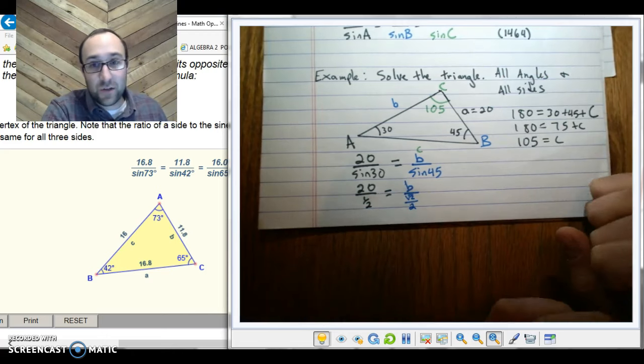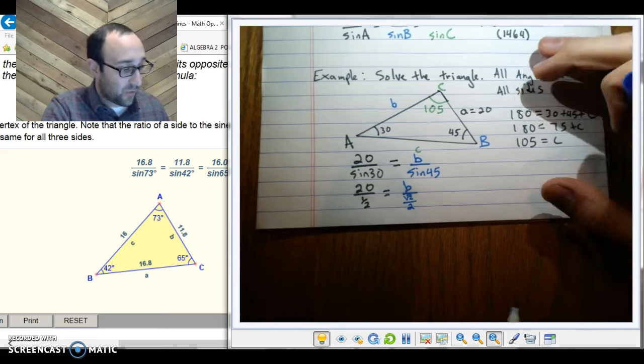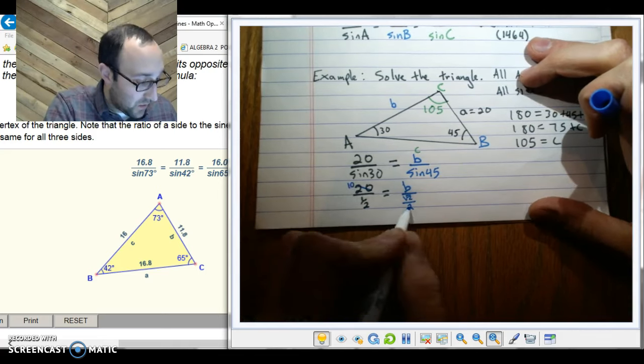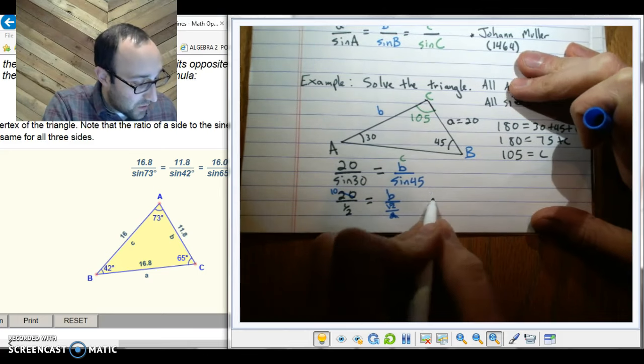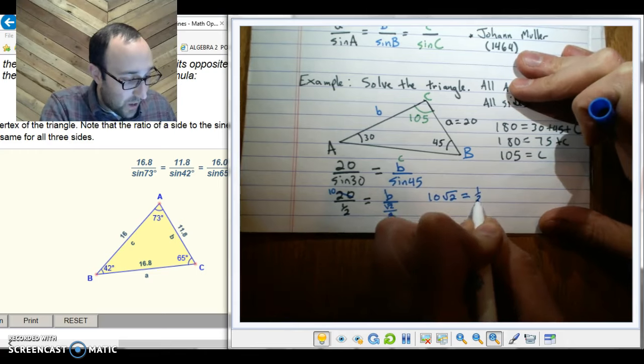All right, now we're just going to cross multiply and solve. So 20 times square root of 2 over 2, I can actually say this is 10, get rid of that 2, and I've got 10 square root of 2 equals 1/2 B.